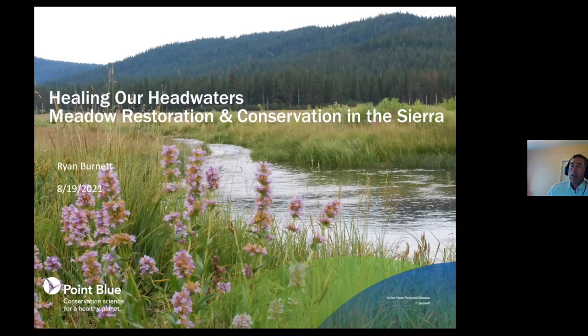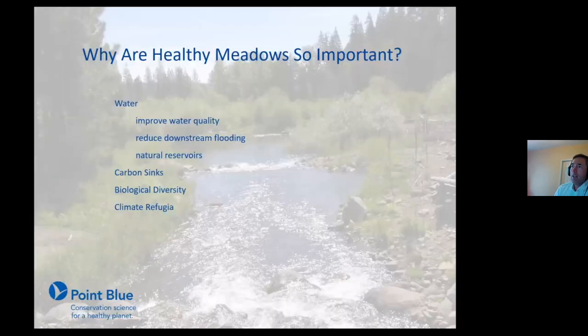So like I was saying before, these meadows really are our headwaters. They're the headwaters from which much of California's water flows. And unfortunately, they've been heavily impacted, as Anne just described, not many more than Van Norden and all of its impacts, but many of them have similar impacts that really are reducing the benefits they're providing us. So why are healthy meadows so important?